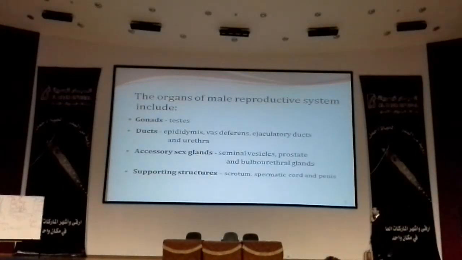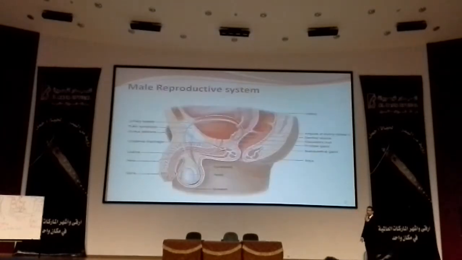Just want to talk about male genital organs. Now you know that maybe you know that the male genital organs are composed of gonads. The male gonad is the testis, and there are ducts, and there are accessory sex glands, and there is a supporting structure, for example, the scrotum, spermatic cord, and penis. Now you see this seminal vesicle, that's supplied by what? Inferior vesical artery. Next, please.